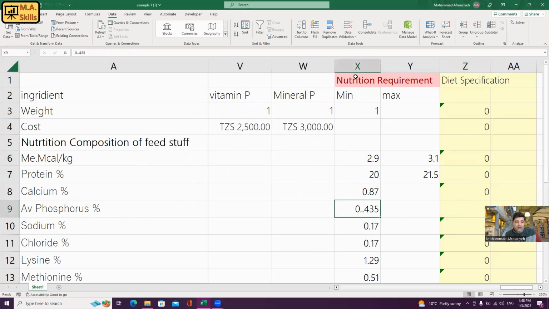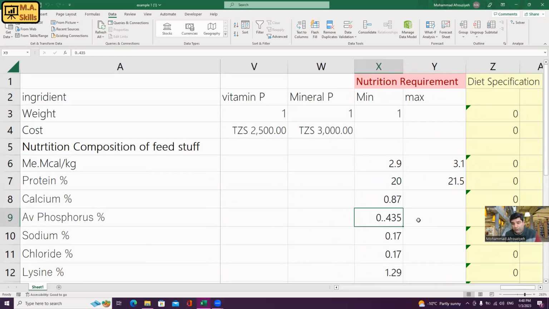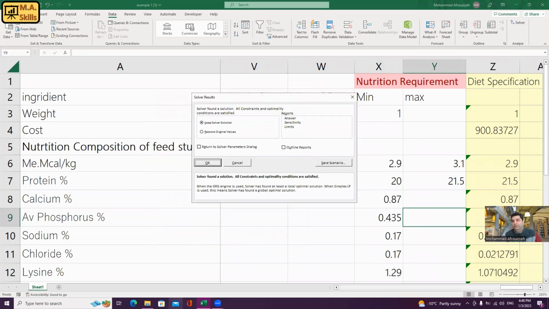Look here. In X9, which is the minimum level for phosphorus, it should be 435. But by mistake, my subscriber has put 0.435. It is not a correct number. So I'm going to change it to 435. So one dot was extra, right? Now I'm going to solve it. Solver found the solution.